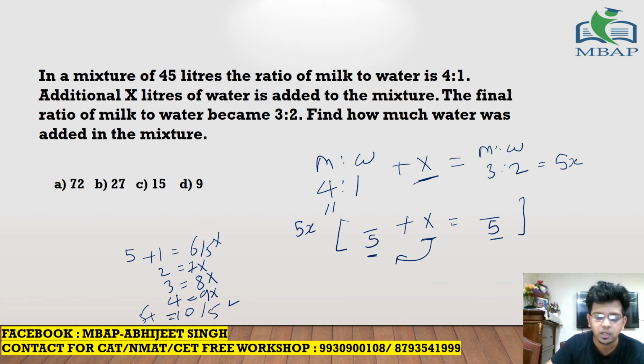Which simply means whatever has been added to the previous mixture has to be a value which is divisible by 5, and the objective is so simple that out of the 4 values given to you as options A, B, C, D, 72, 27, 50 and 9, which is the value which is divisible by 5, and the answer has to be 15. I hope you understood.